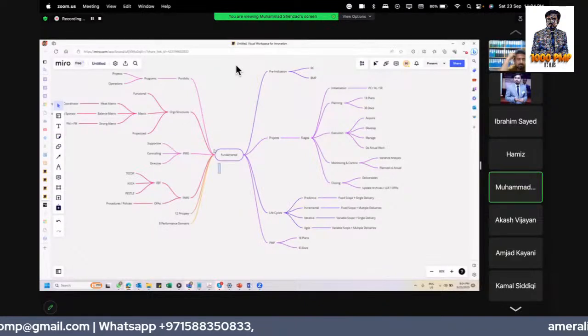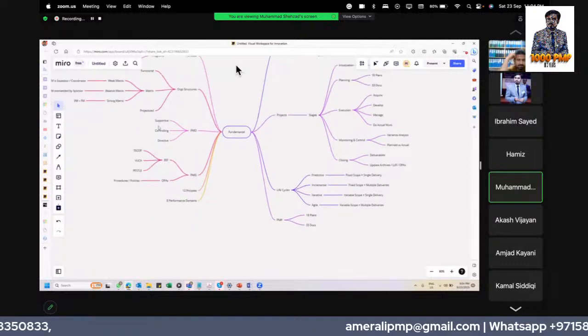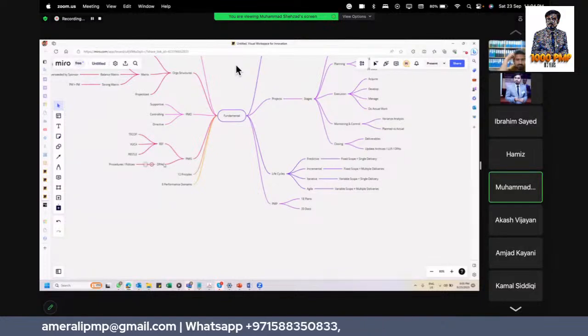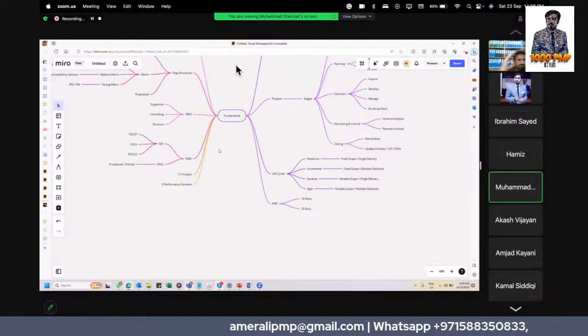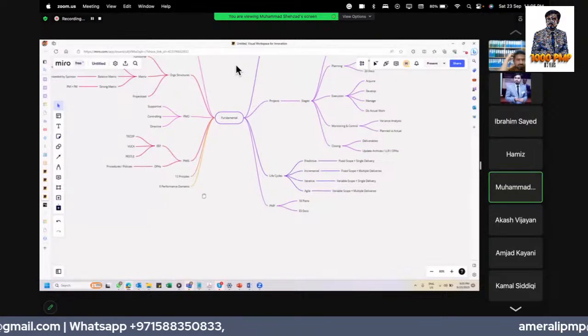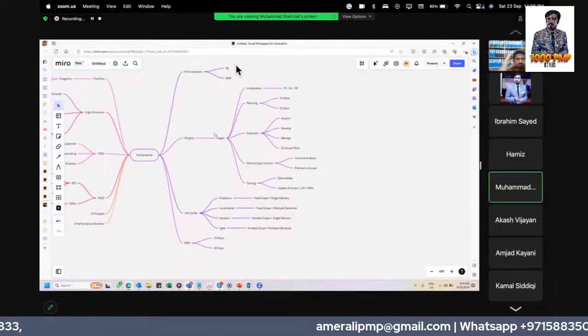Then there are PMOs, 3 types of PMOs: supportive, controlling, and directive. Then we have some concepts under PMIS, EEF, and OPAs. Under EEF, we have TCOP, VOCA, and PASTEL. OPAs contain procedures and policies. Then related to the fundamentals, we have 12 principles and 8 performance domains. And then related to projects, we have 5 stages.